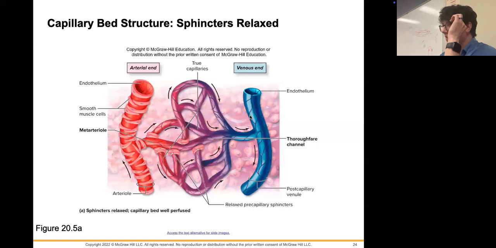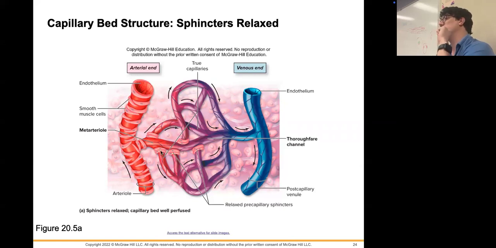Now, here we have a capillary bed. So this capillary bed is basically going to have an arteriole that's going to bring blood to it, and then we have the venous end where the blood is going to drain. Importantly, the arteriole that leads in is going to have some smooth muscle cells wrapped around it so that we can regulate flow to this entire capillary bed.